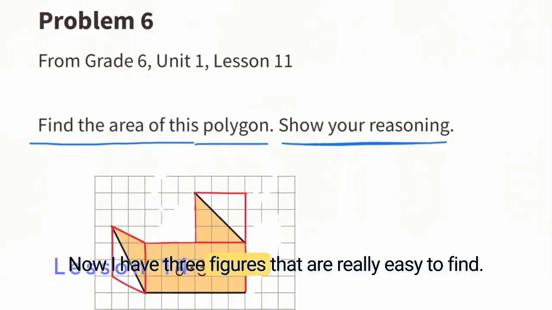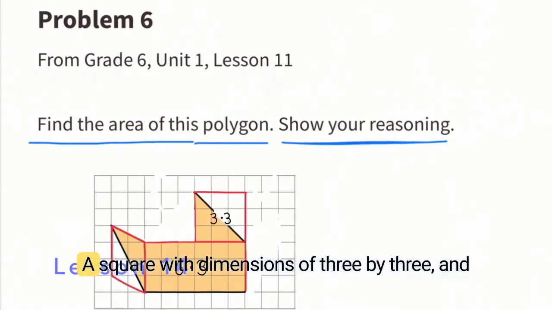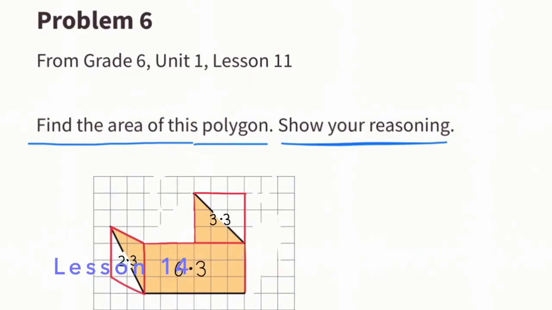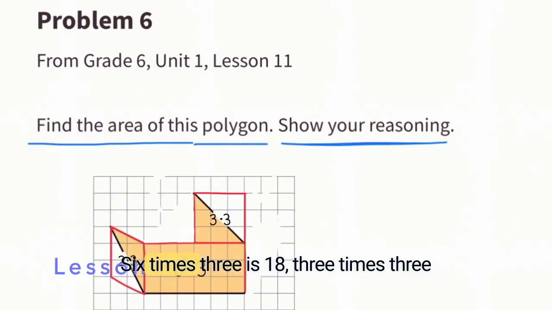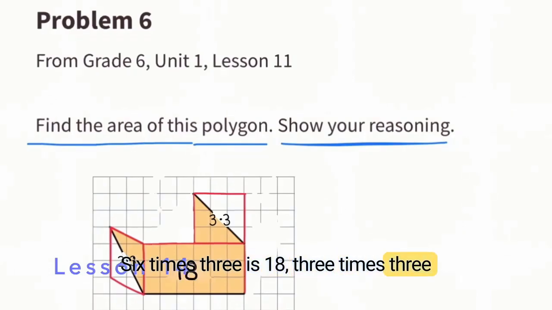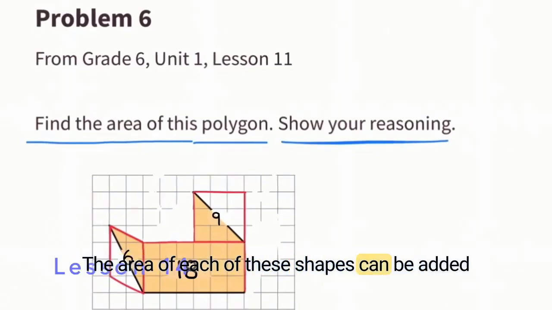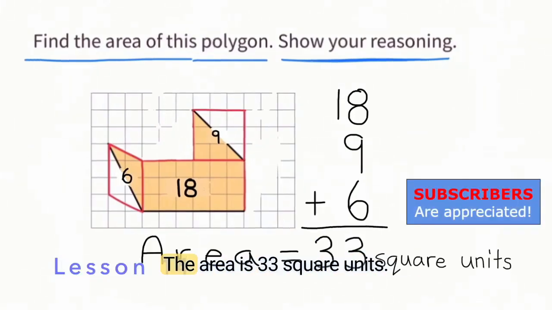Now I have three figures that are really easy to find the area of. A large rectangle with the dimensions of 6 by 3, a square with dimensions of 3 by 3, and a parallelogram with the dimensions of 2 by 3. Now we can find their area by multiplying the base times the height. 6 times 3 is 18, 3 times 3 is 9, and 2 times 3 is 6. The area of each of these shapes can be added together to find the total area of the original polygon. The area is 33 square units.